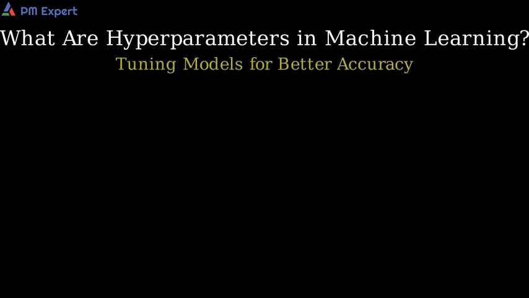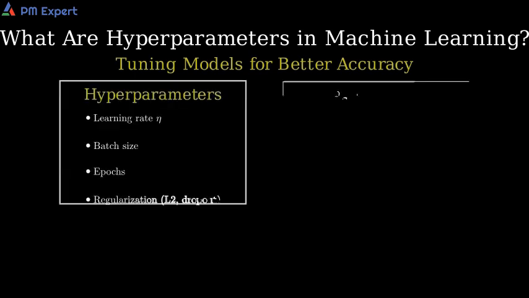Hyperparameters are the knobs we set before training starts, like learning rate, batch size, and number of epochs. Parameters are what the model learns, like weights and biases. Let's visualize this with two panels.